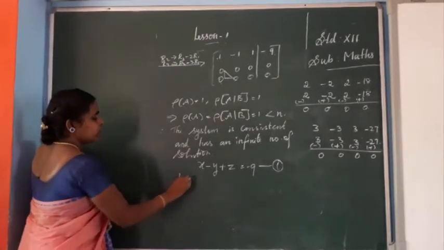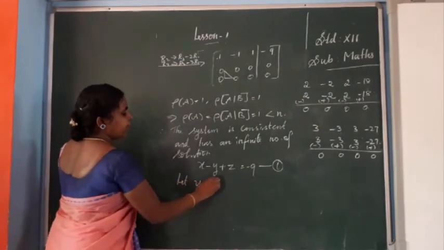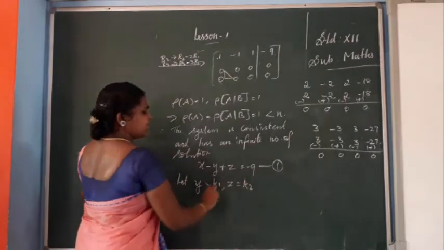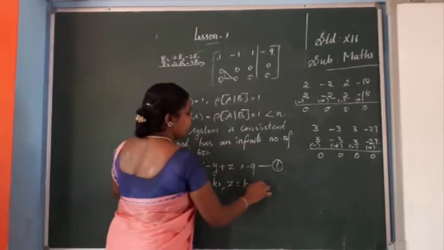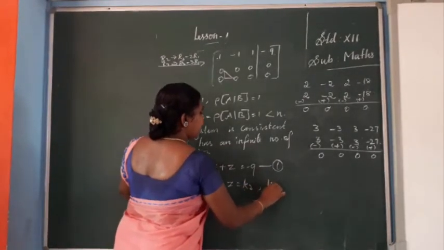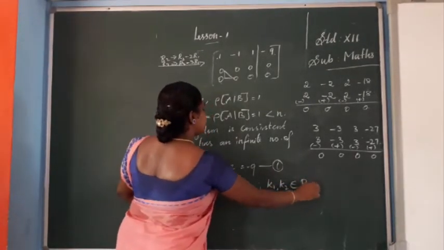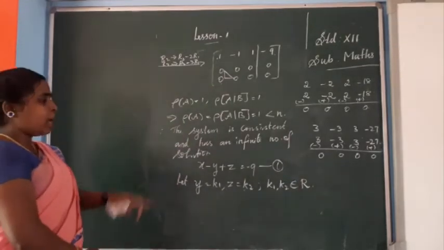Let y equal to k1, z equal to k2, or s and t, anyone you can take. Okay, k1, comma k2 belongs to R. Both are real numbers. So k1, comma k2 belongs to R.